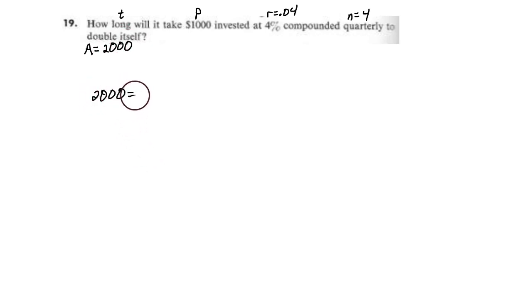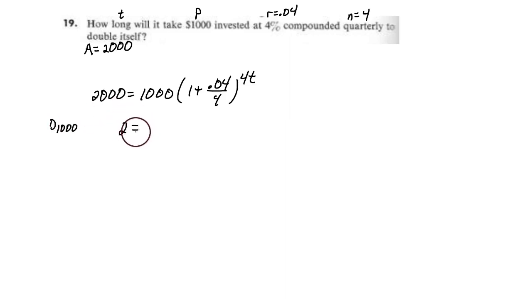Let's make our substitutions. 2,000 for A, 1,000 for P, 0.04 for R, 4 for N. And it's the letter T that we don't know. Next step, you can divide by the 1,000 on both sides and get 2 is equal to, and inside the parentheses, type that in a calculator to get it as a single number. It's 1.01.